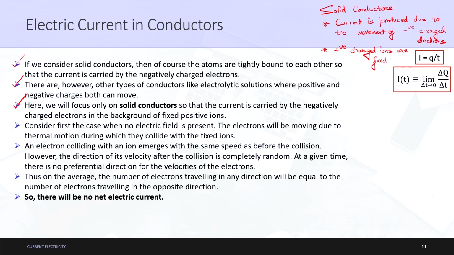So, consider first the case when no electric field is present. Let me move on with the discussion in which no electric field is present. The electrons will be moving due to the thermal motion during which they collide with the fixed ions. So, let us suppose these are the fixed ions, and these are the electrons, and these are moving. They can move in either direction, they can move like this, like this, anything can happen. So, they can collide with the fixed ions. Let us suppose we are assuming this to be a fixed ion here.